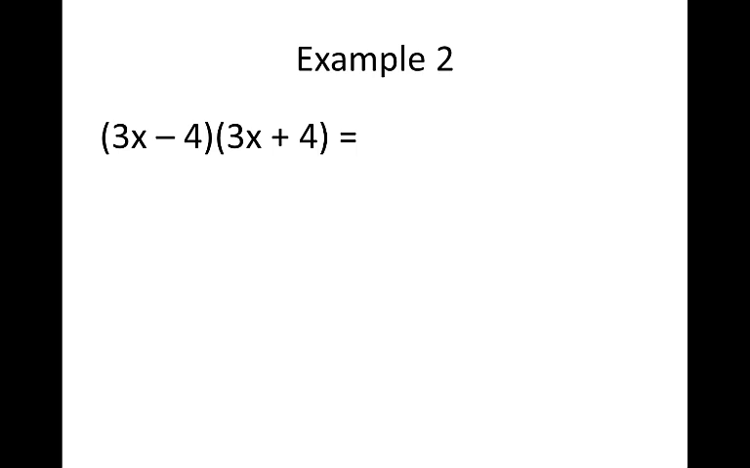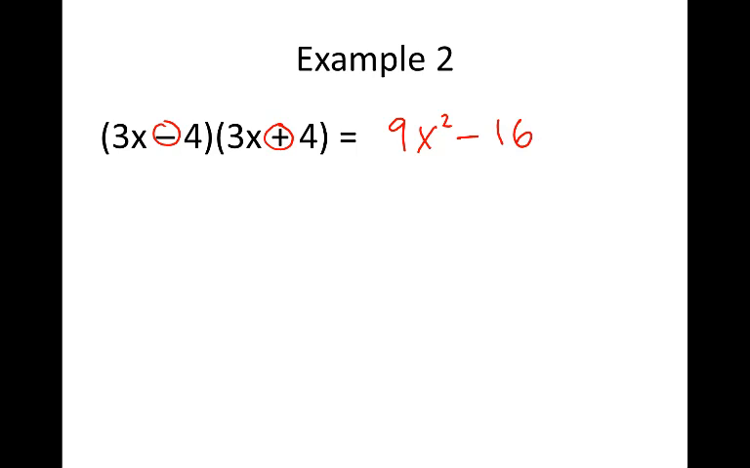So let's try it on this one. 3x minus 4, 3x plus 4, we recognize this as a difference of two squares. So these two, a and b, are exactly the same. They only change by the sign. So all I have to do is 3x times 3x is 9x squared, and then negative 4 times 4 is minus 16.